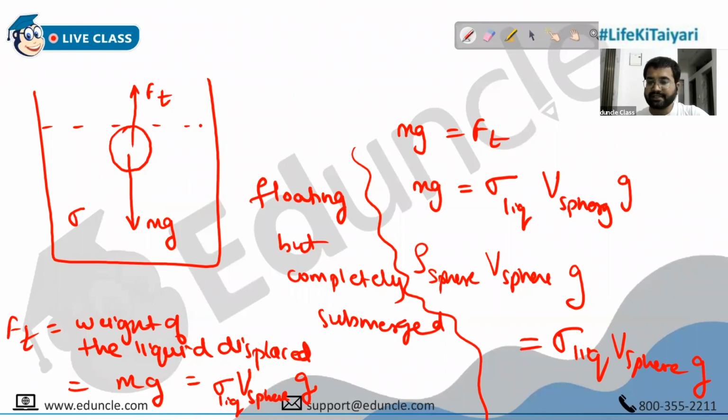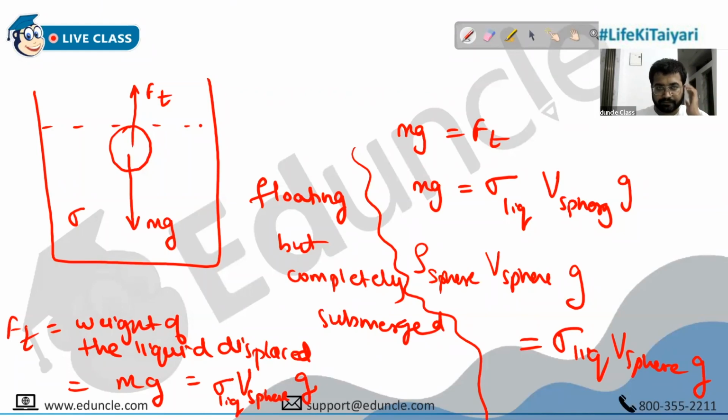This was a case where it is completely submerged. If it is partially submerged, then you know what happens now. I will just take that case. That would mean the upthrust will be for that much volume only. So the volume of the liquid that will be displaced will be reduced now. It won't be the volume of the sphere in that case. It will be the volume of the sphere inside the liquid. So here the density becomes the same for both? Absolutely. In this case, the density will always become equal.